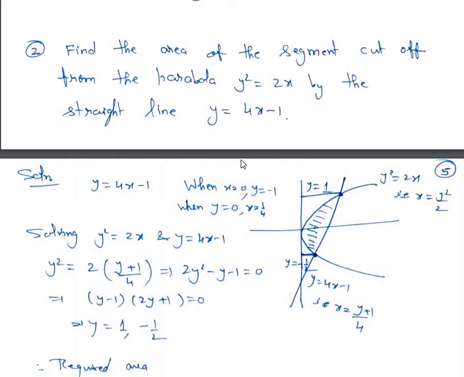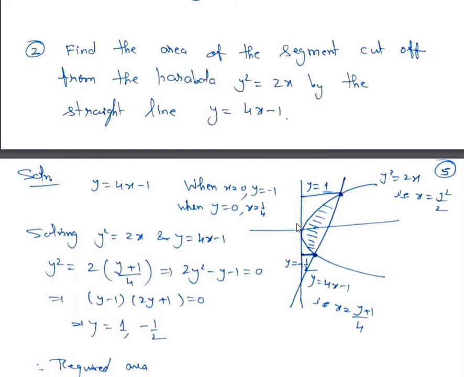Let's take one more example today. Find the area of the segment cut off from the parabola y square is equal to 2x and by the straight line y is equal to 4x minus 1. Now y square is equal to 2x is a parabola of the form y square is equal to 4ax. So shape of the curve is like this, and we have to trace this line also. Y is equal to 4x minus 1. So if we take x is equal to 0, we get y is equal to minus 1, and if we take y is equal to 0, we get x is equal to 1 upon 4. So the straight line passes through (0, minus 1) and (1 upon 4, 0).